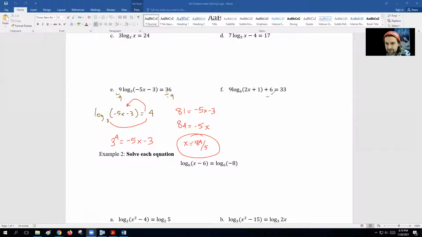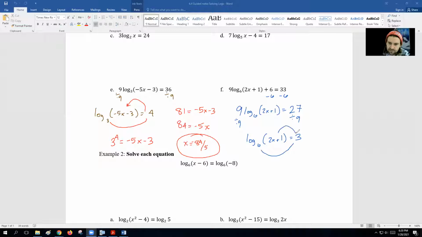All right, let's check this out. So we're going to subtract 6 from both sides first. So we get 9 times the log base 6 of 2x plus 1 is equal to, if we subtract 6, that becomes 27. Next, we divide by 3. So we get log base 6 of 2x plus 1, or divide by 9, which is 3.